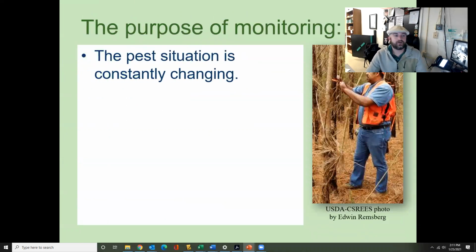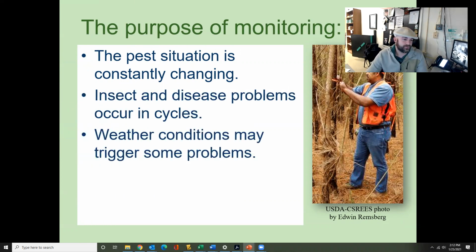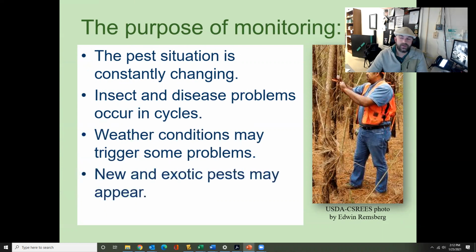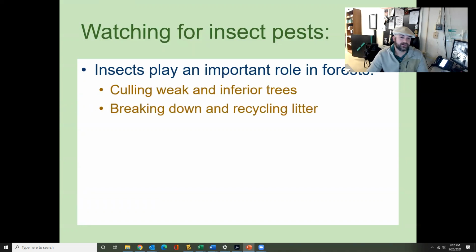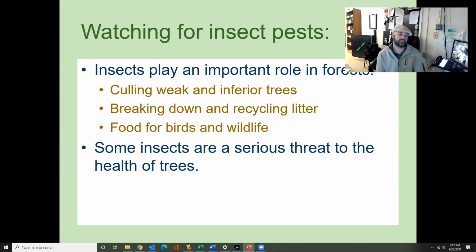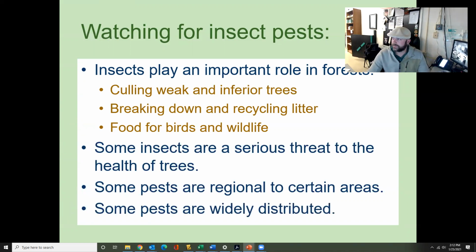So, the purpose of monitoring: the pest situation is constantly changing. Insect and disease problems occur in cycles. Weather conditions may trigger some problems, and new and exotic pests may appear. When we're watching for insect pests, insects play an important role in forests, culling weak and inferior trees, breaking down and recycling litter, and providing food for birds and wildlife. Some insects are a serious threat to healthy trees. Some pests are regional to certain areas, and some pests are widely distributed.